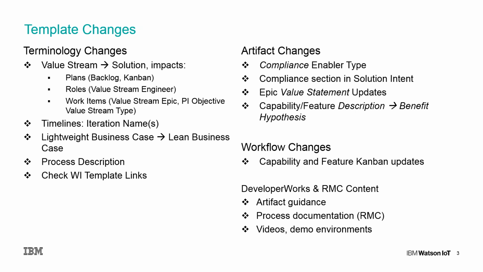So including the notion of compliance for enablers, and then adding a compliance section in the solution intent artifact. Also updating the value statements and starting to work in the notion of benefit hypothesis because of the emphasis on lean UX in SAFe 4.5. So those are the key artifact changes right now that I'm teeing up for my team. And also we're going to look at some nuances, differences between the program increment objective or PI objective work item type and iteration objective that now occurs on the big picture at the team level.